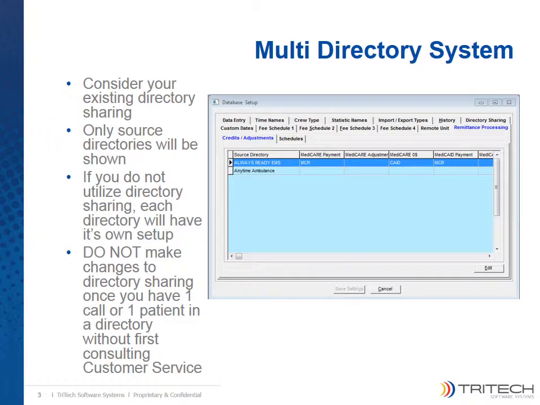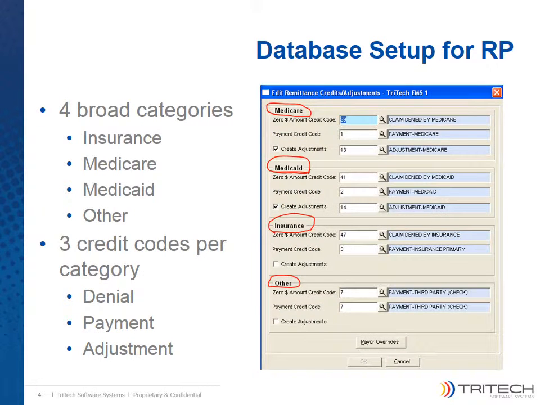However, if there's no credit code sharing in the 10 directory billing system, then I would have 10 source directories to configure. For each listed directory, you will configure credit codes to be used for 4 broad payer categories, as well as payer overrides for individual payer codes. You will configure up to 3 credit codes for each payer category or payer. You'll select the credit code to be used when posting a payment, a credit code for posting an adjustment, and a credit code for posting a 0 credit to a call. To set up the credits adjustments for a directory, select the source directory and then click the Edit button.